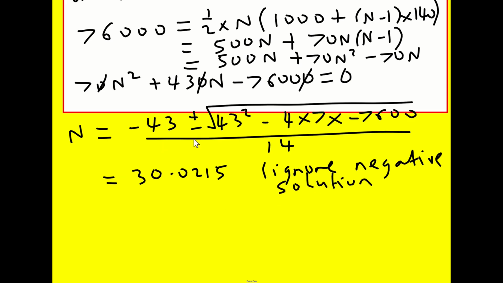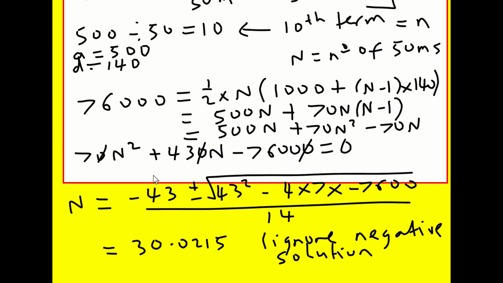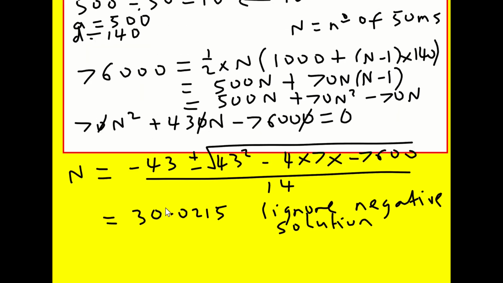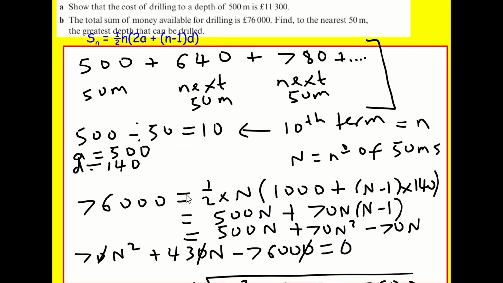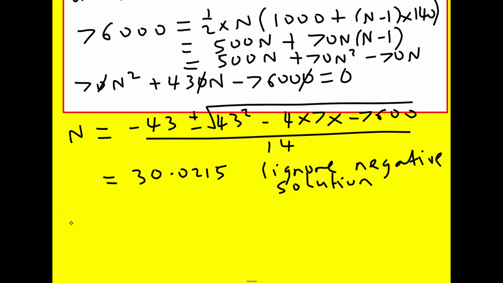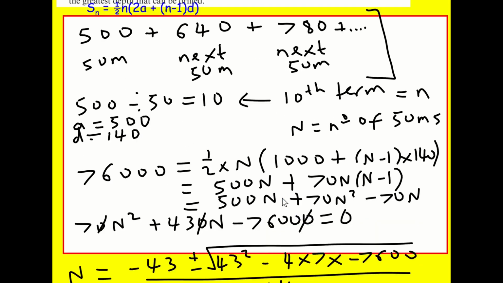Right, that means with my £76,000, I can go just over 30 lots of 50 meters. But to the nearest 50 meters, it's going to be 30. So 30 times 50 is going to be 1,500 meters, because remember, this was a number of 50 meters. So that is my answer.